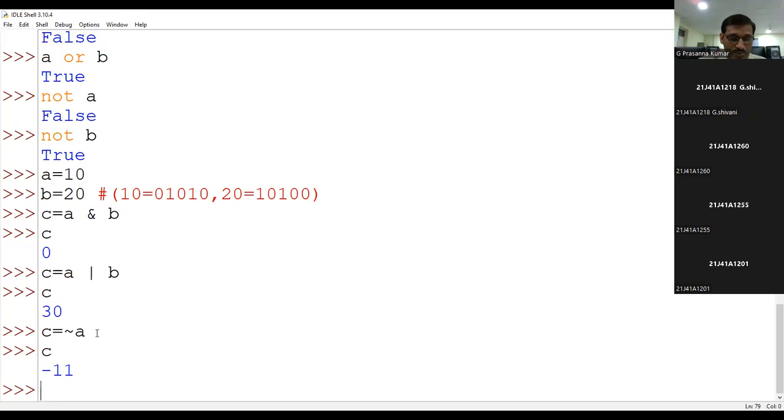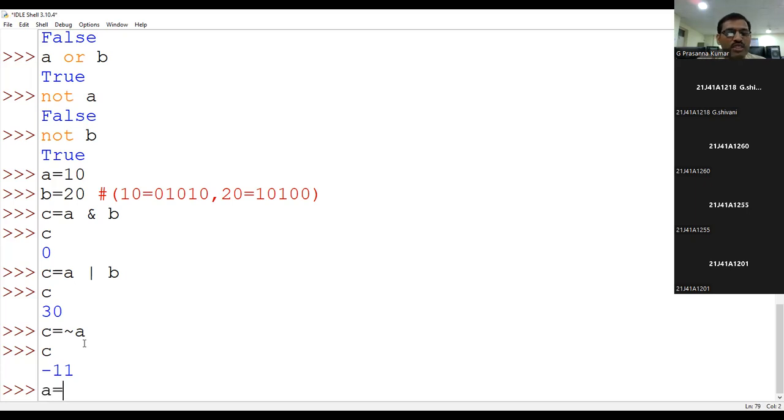Okay, that is about the logical operators. In the bitwise operators, we have two more, called shift right and shift left. The shift right operator is divide by 2. The shift left operator is multiply by 2.